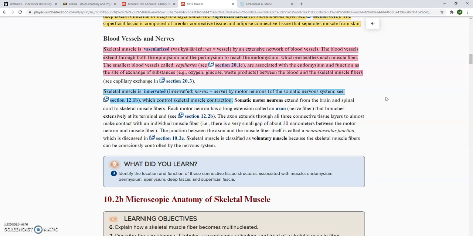But that is our blood vessels and nerves and tendons and aponeuroses. So I'm going to stop this video, and then we'll get into the microscopic anatomy that we need to know to understand how muscles contract. We'll get into that in the next video.